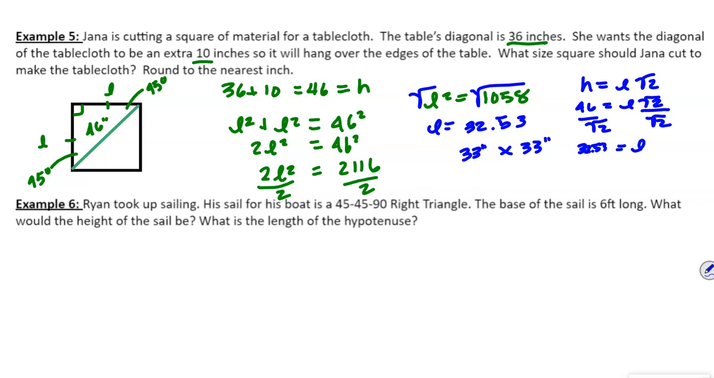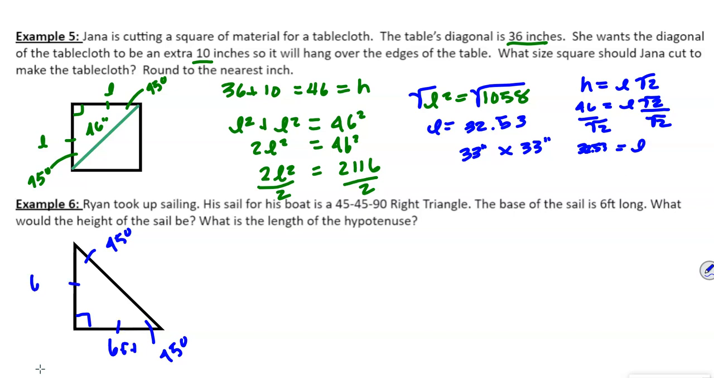Okay. Now, the next one says Ryan took up sailing. His sailboat is a 45, 45, 90 degree triangle. The base of the sail is 6 feet long. What would the height of the sail be? And then what's the length of the hypotenuse? So I basically drew here a 45, 45, 90 triangle. It says the base of the sail is 6 feet long, so 6 feet here.